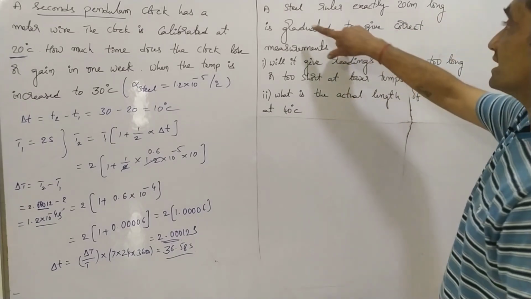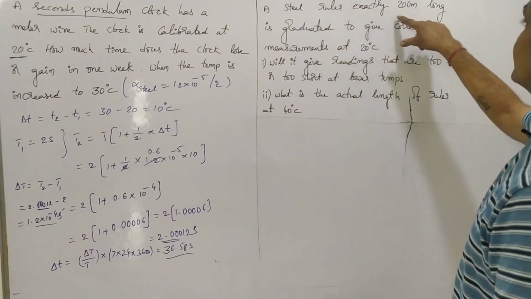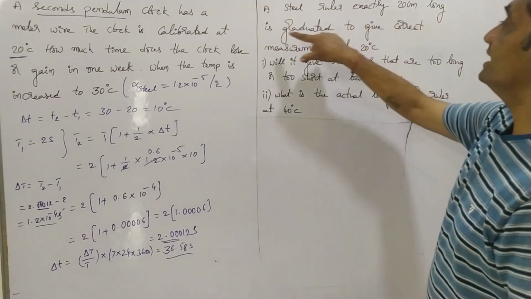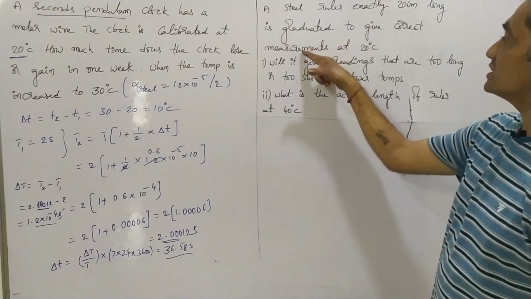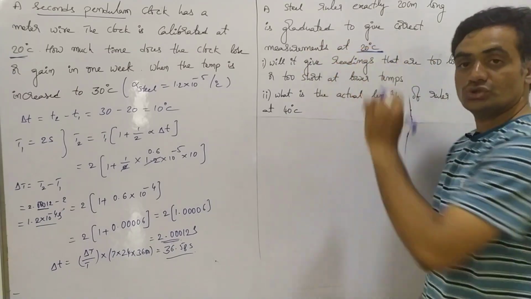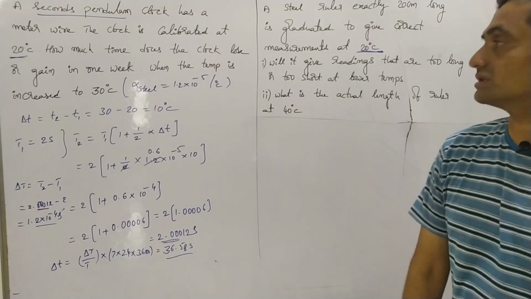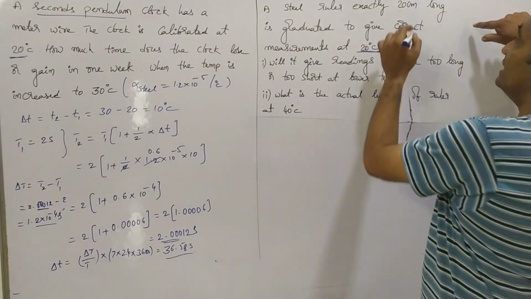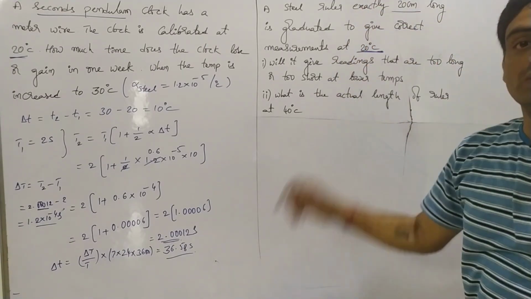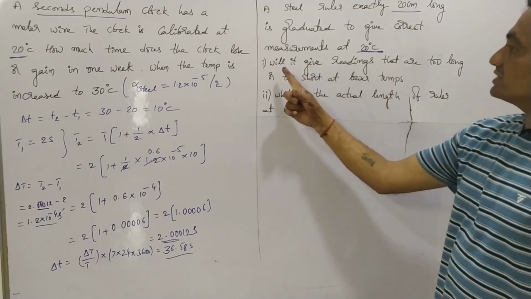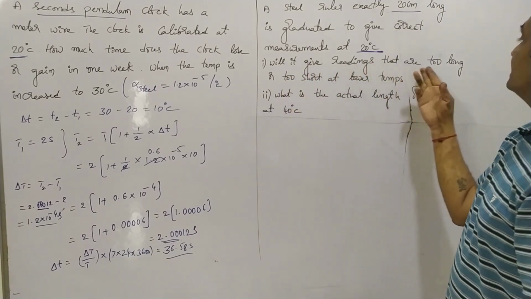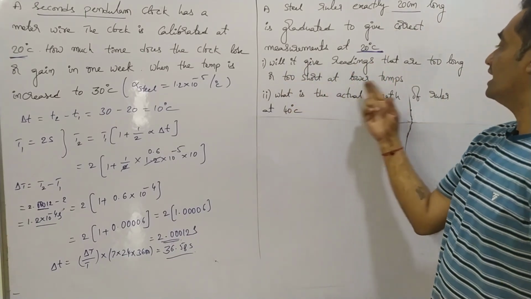Next, observe the second problem. A steel ruler exactly 20 centimeters long is graduated to give correct measurements at 20 degrees Celsius. It shows the correct reading at 20 degrees Celsius, and the length of the steel ruler is 20 centimeters. So observe the first one. Will it give readings that are too long or too short at lower temperatures?